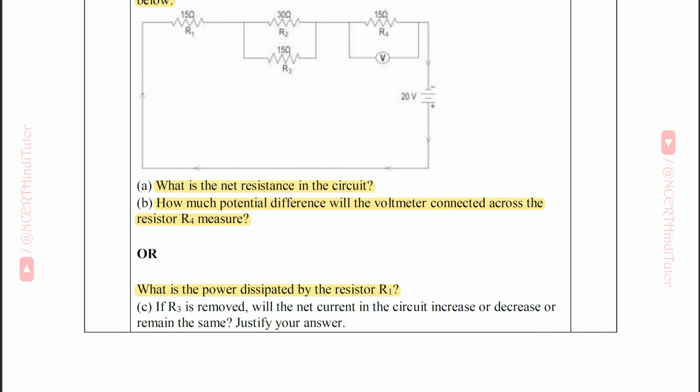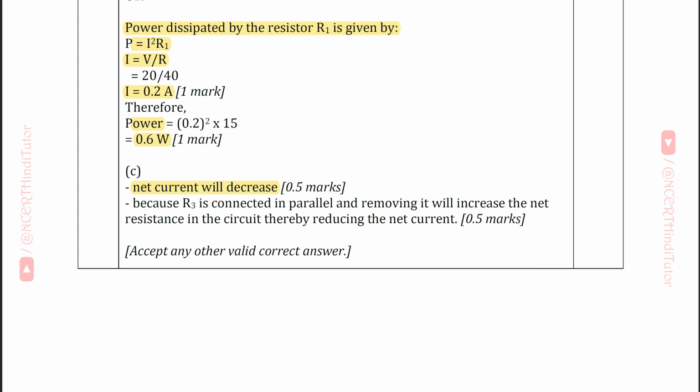C. If R3 is removed, will the net current in the circuit increase or decrease or remain the same? Justify your answer. Answer: net current will decrease because R3 is connected in parallel and removing it will increase the net resistance in the circuit, thereby reducing the net current.